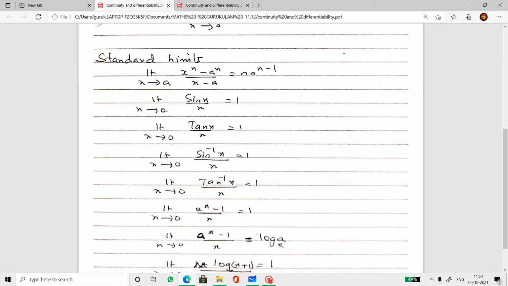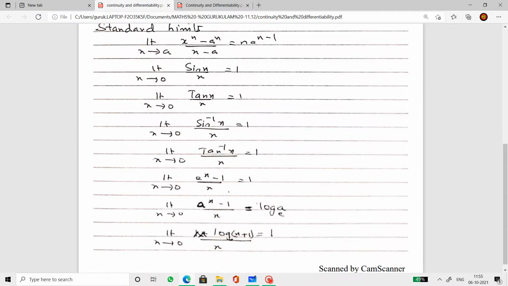Limit x tends to 0, sin x by x is 1. Limit x tends to 0, tan x by x is 1. Limit x tends to 0, sin inverse x by x is 1. Limit x tends to 0, tan inverse x by x is 1. Limit x tends to 0, e power x minus 1 by x is also 1. Limit x tends to 0, a power x minus 1 by x is equal to log a base e, and limit x tends to 0, log of 1 plus x by x is also 1.